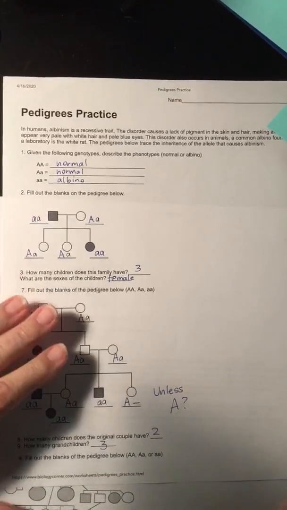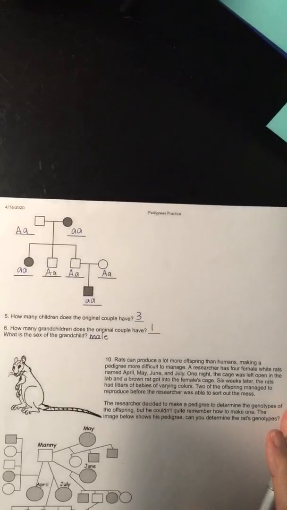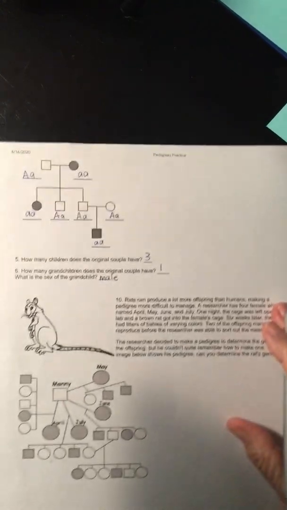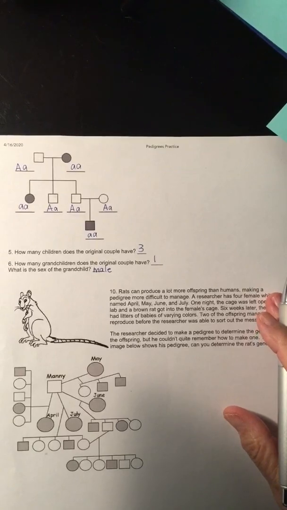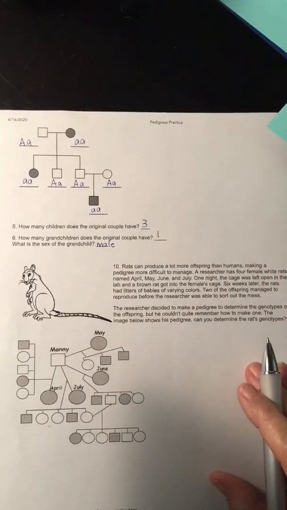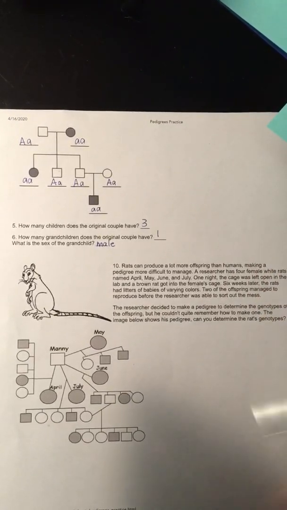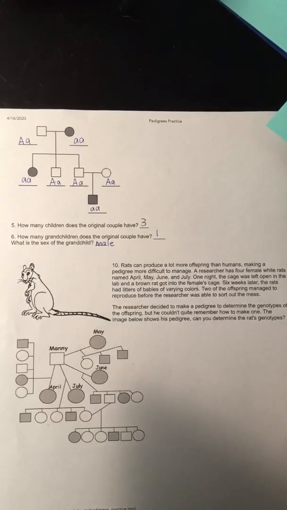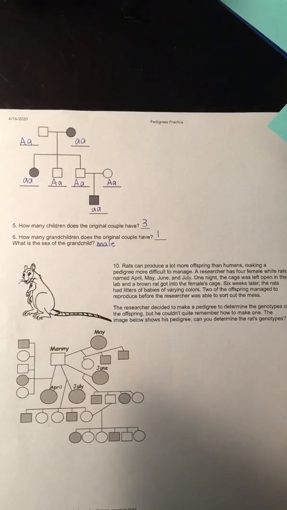Now we get to do number 8. Oh, we did 8 and 9. Now we're doing 10. So here's number 10. That wicked Manny, he's so naughty. So Manny sneaks into the cages of 1, 2, 3, 4 white rats, right? And when he sneaks into their cages, he makes baby rats with them.